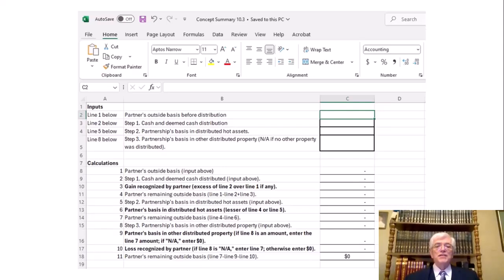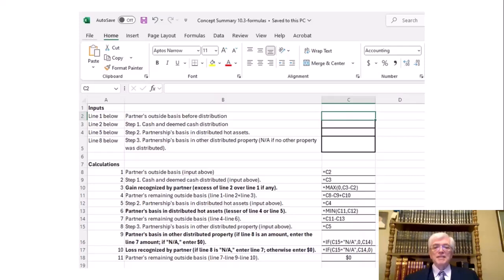But notice there's an instruction there. If no other property was distributed, don't just put a zero, because it could have been other distributed property with a zero basis. It could have been fully depreciated equipment, for example. But put an NA there if nothing was distributed, because we're going to need the spreadsheet to be able to distinguish between property with a zero basis or nothing was distributed.